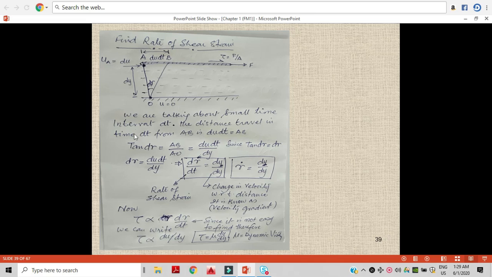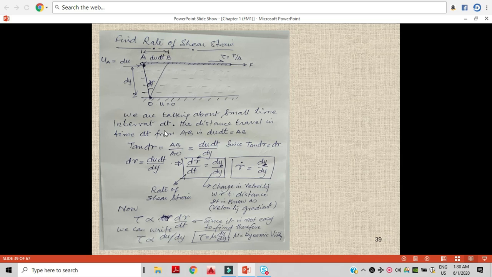When we apply the force, the fluid moves continuously. That means every second, every small time interval, it is changing. So we are talking about a very small time interval dt. In time dt, with this velocity, the particle moves from A to B. So in time dt, how much distance will it travel?